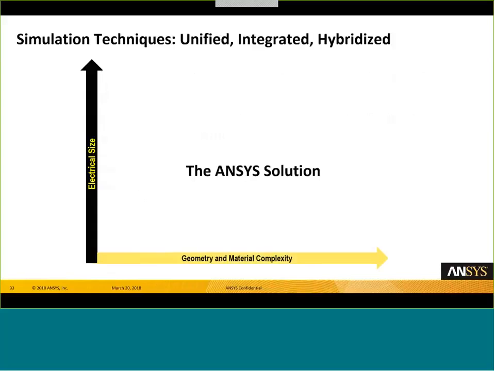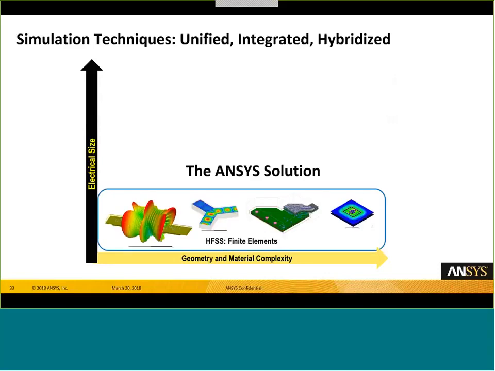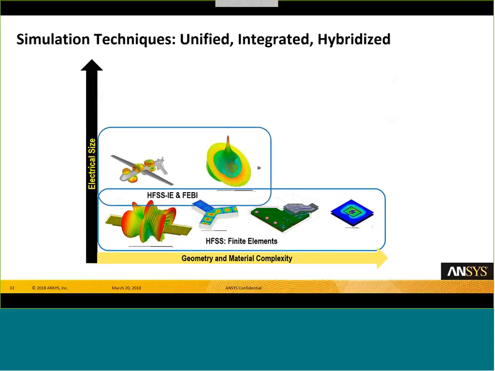So in an application sense, it's really convenient to think about these three techniques in terms of model complexity and electrical size. For objects that are very complex in geometry and materials, HFSS FEM is the gold standard and has been proven in a wide array of applications. And as we move to objects that are larger in size, we can switch to the integral equation technique at really no cost in accuracy. The advantage of doing this really shows up in improved simulation speed and lower hardware overhead.